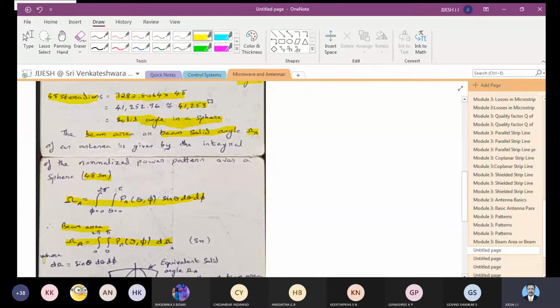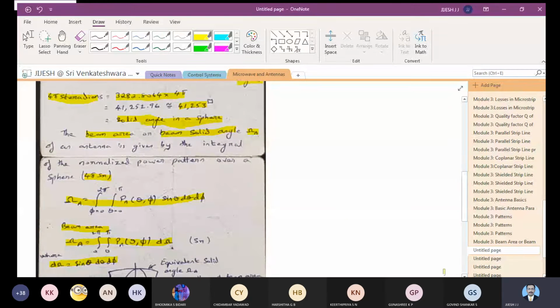So, the few equations we studied here are the equations for d omega. D omega is sin theta d theta d phi. Omega A is the integral from 0 to pi, 0 to 2 pi, 0 to pi of Pn theta phi d omega. We are going to use these equations to find the beam area. You complete the equations and put the equation of omega A in the box, so that it will be required for you in future for solving problems.